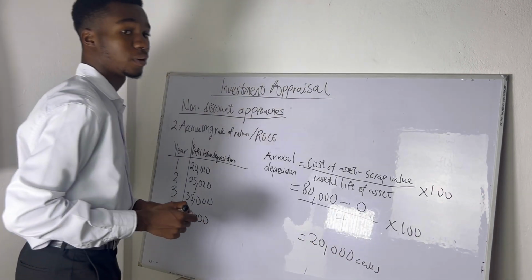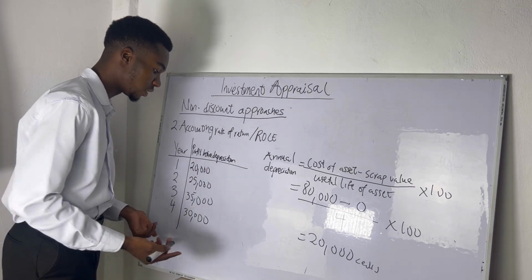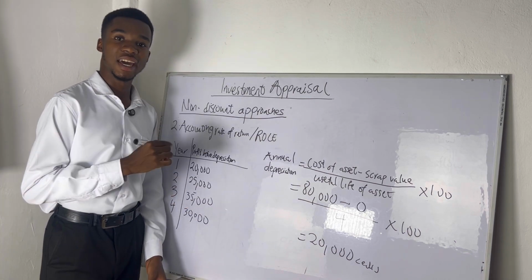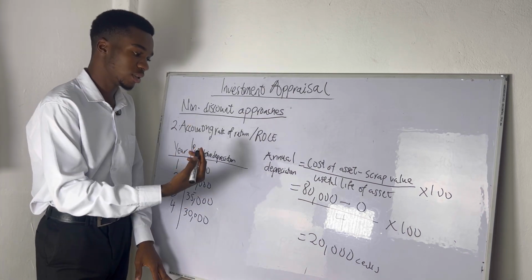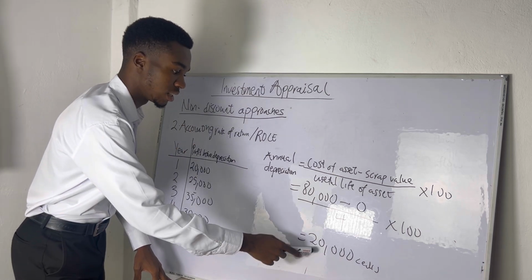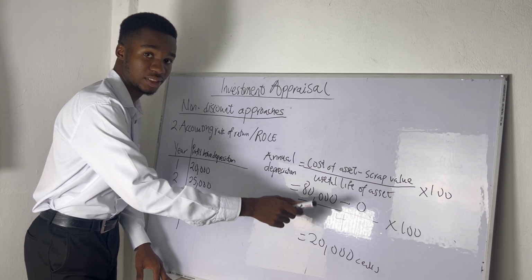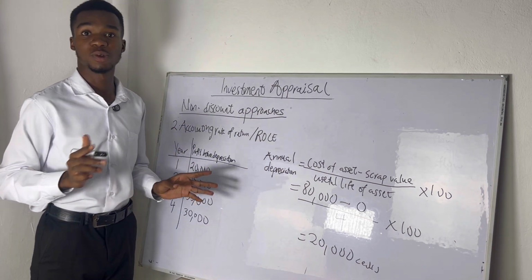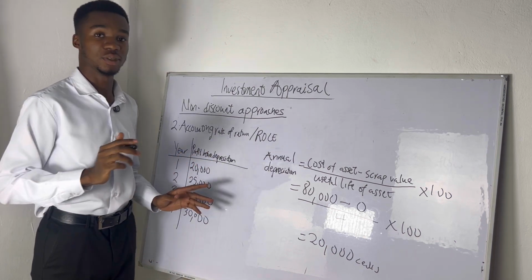And every time, please don't forget to add the units. This one they gave to us as cedis, so the unit is 20,000 cedis. So this means that every year is going to be depreciating by 20,000 cedis. So if you calculate it very well, after year 1 it is 60,000 cedis, and year 3 is going to be 40,000 cedis. By the end of the period, since there's no scrap value, it's going to be 0. So that's what it means. Every year is going to be depreciated by 20,000 cedis.